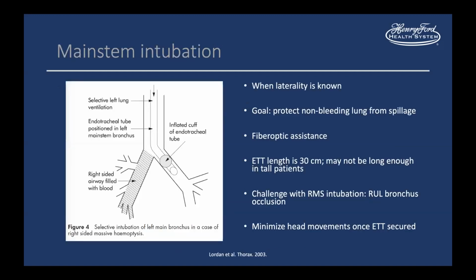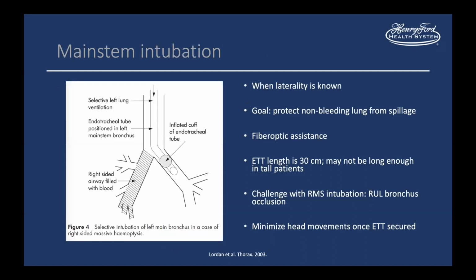When it comes to intubating patients with massive hemoptysis, you'll see in the literature they describe two different techniques you can use, but really only one of them is advised. So mainstem intubation is the main take home. And again, you have to have a known laterality to the bleeding. The goal of it is, again, to protect the non-bleeding lung from spillage. This should be done with fiber optic assistance.